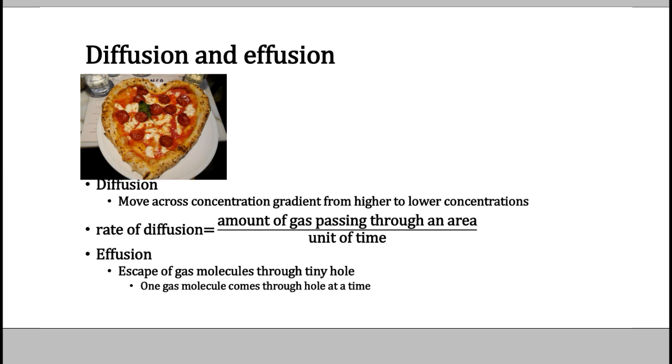All right, let's go ahead and talk about diffusion, and we'll talk about Graham's law. So you guys should have a decent background of diffusion. This is whenever something moves across a concentration gradient from a higher to lower concentration. Okay, so we can define the rate of diffusion as being the amount of gas passing through an area at a given unit of time.